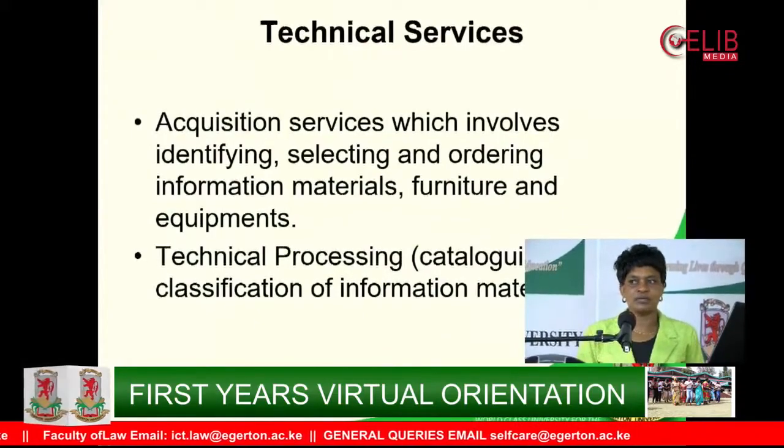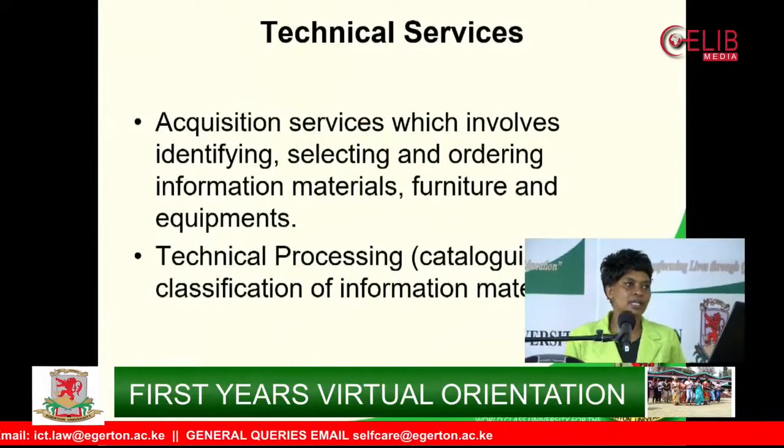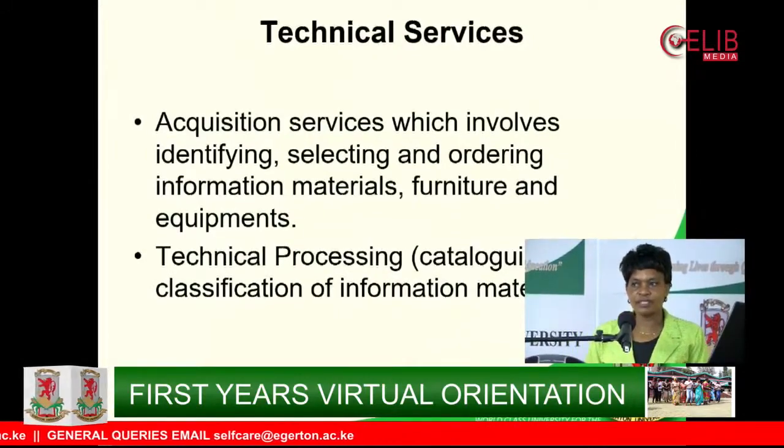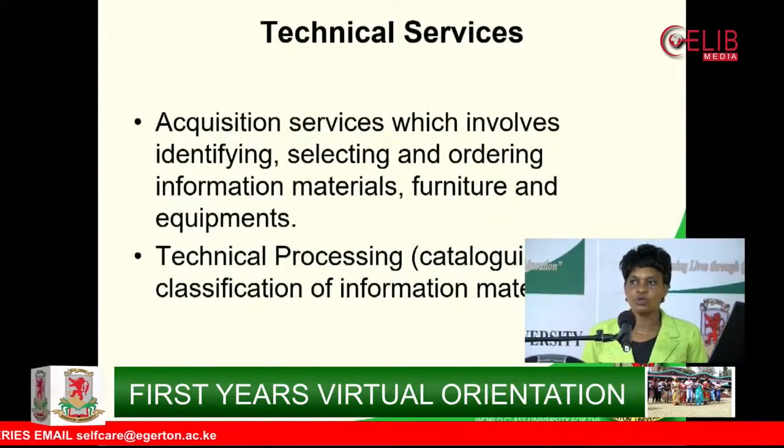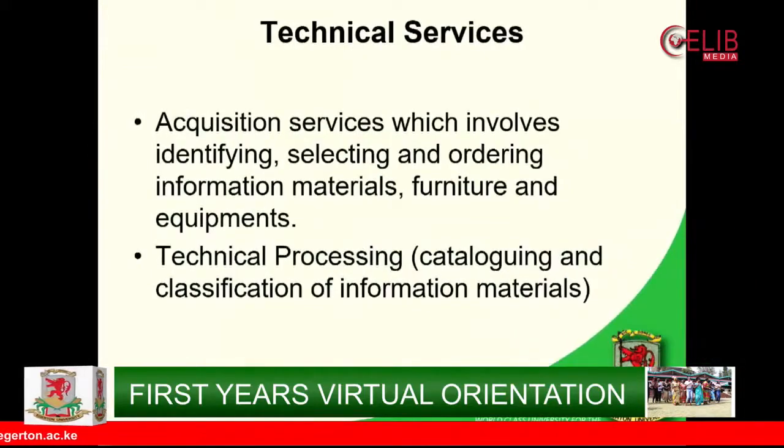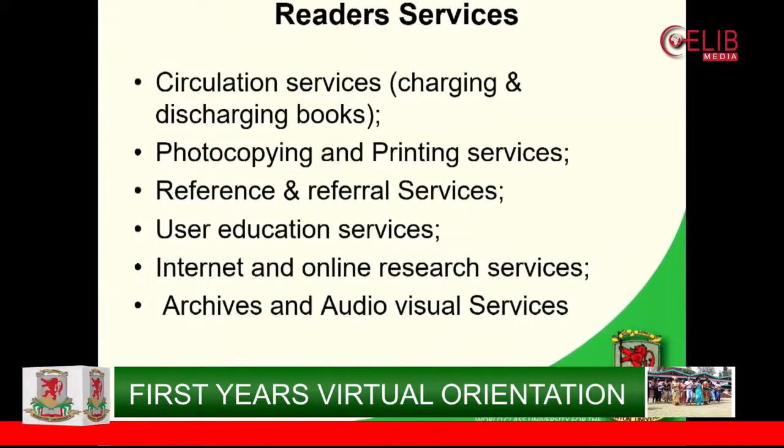For example, the library staff in those sections identify the relevant information resources that will be useful to your academic needs. After identifying, they order those information materials so that you can access them. And when we say ordering, it means even subscribing online, so that you can access them from wherever you are. For physical resources, like a physical book, we also do what we call technical processing, that is giving every book a unique number which can be identified by our users.